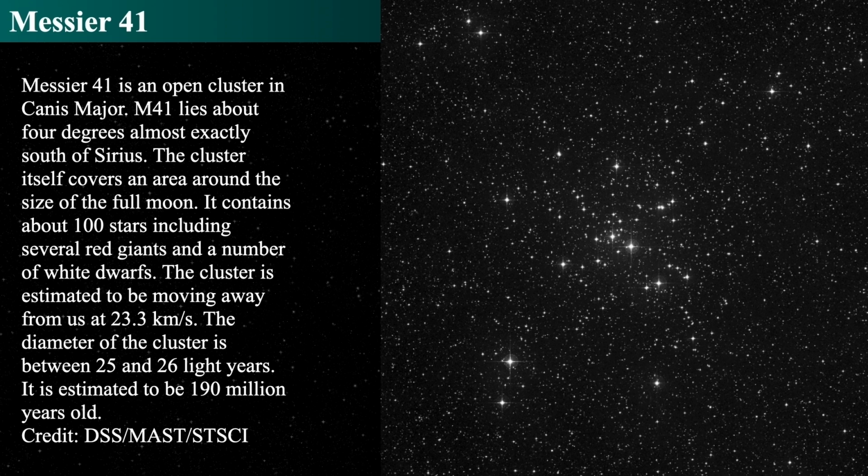There are about 100 stars, a number of white dwarfs, and a bunch of red giants in there. The average Doppler shift shows that it's rushing away from us at about 23 kilometers per second. The diameter of the cluster is about 25 or so light years, and it's about 100 million years old.